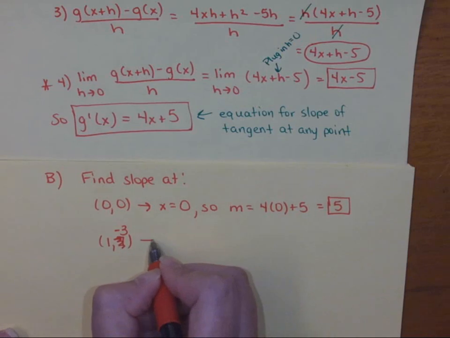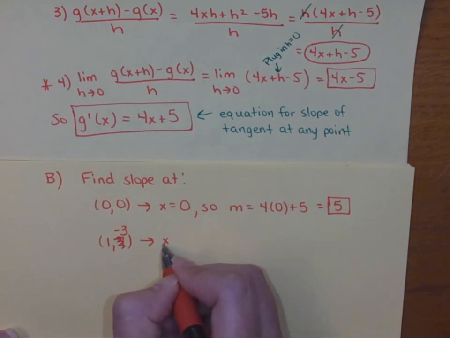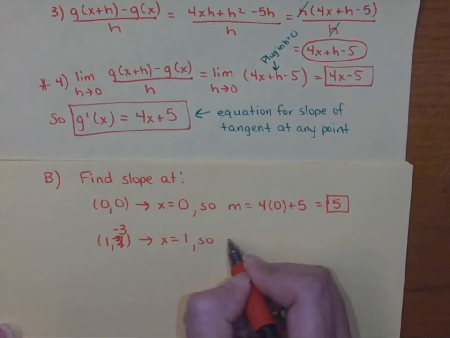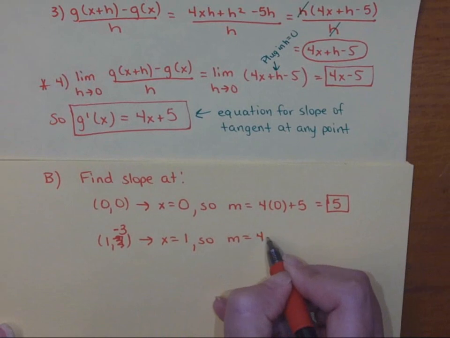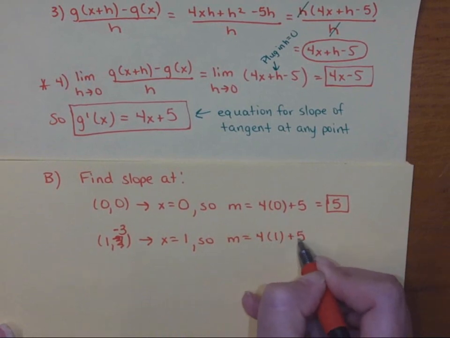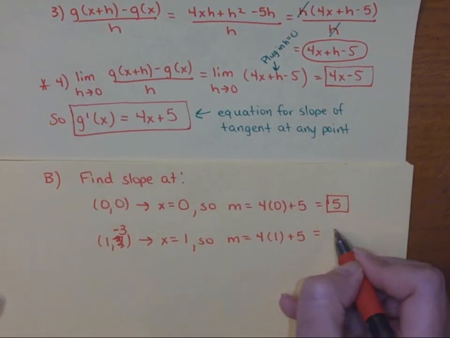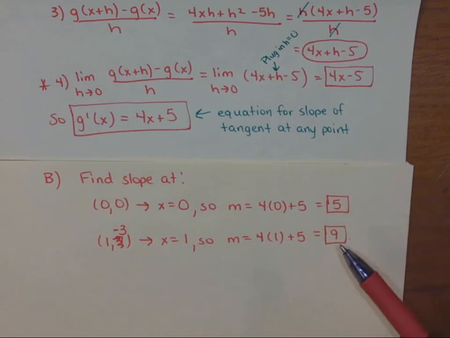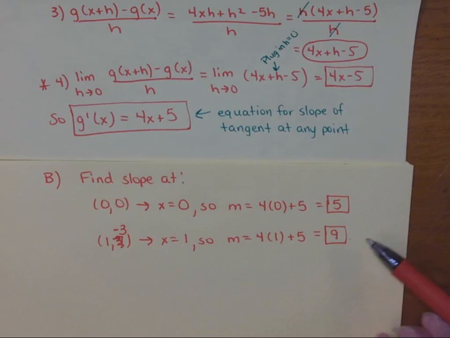And then for the point 1, negative 3, again, we really just care about the x value. So if we plug in 1 and we do 4 times 1 plus 5, we'll get 9. Okay, so what those results tell you is that the rate of change here is much steeper or higher than the rate of change here. So the tangent line is a steeper line at 1, negative 3 than it is at 0, 0.